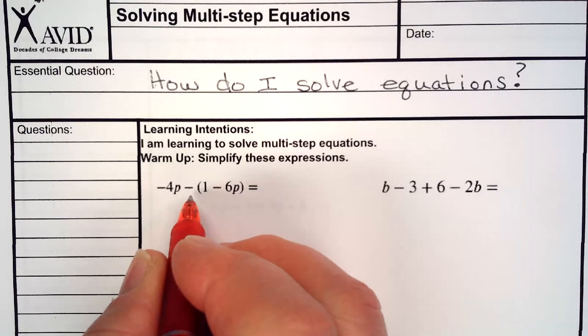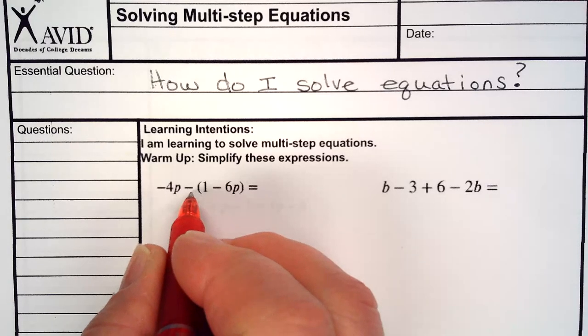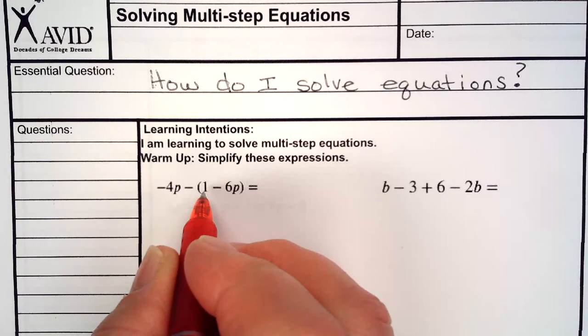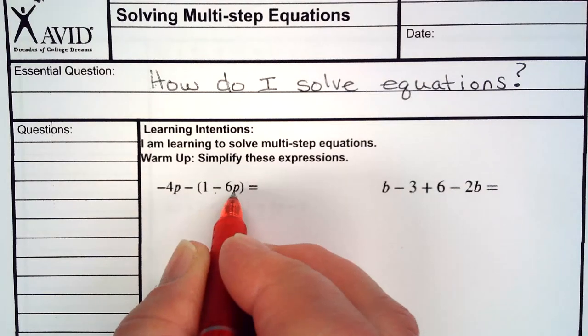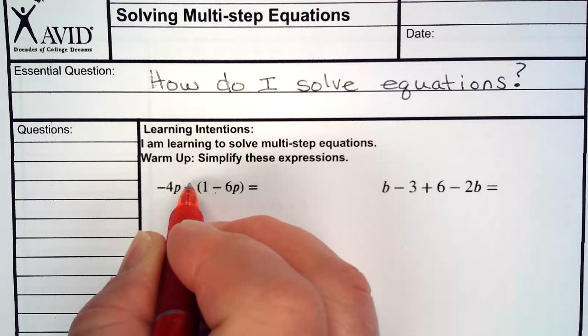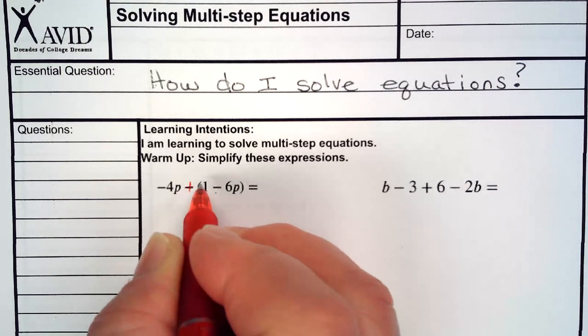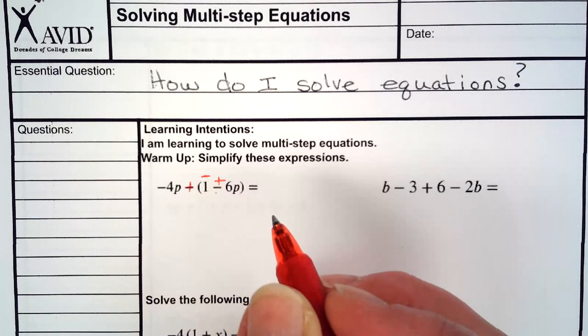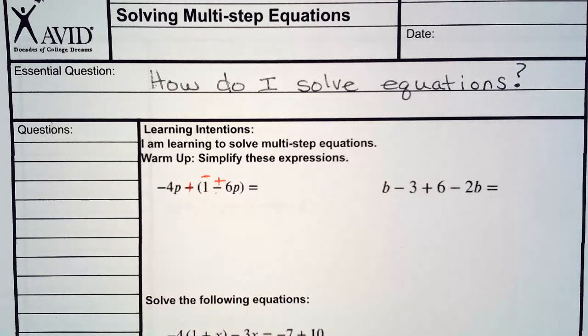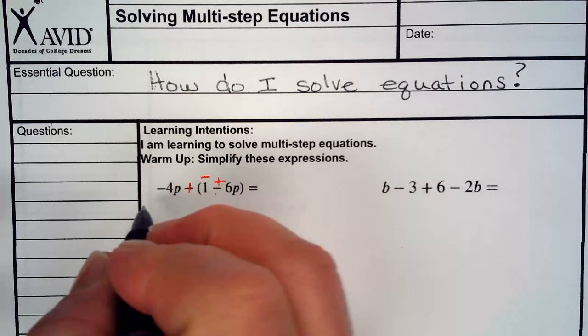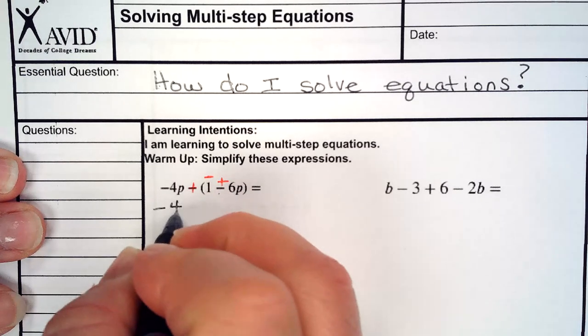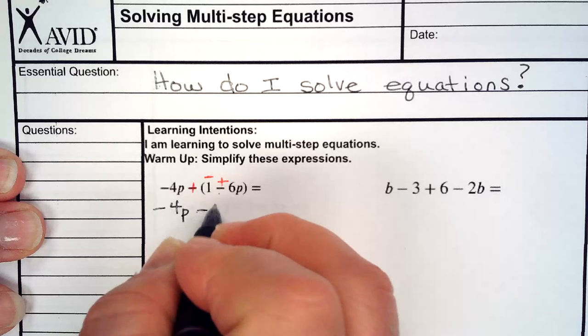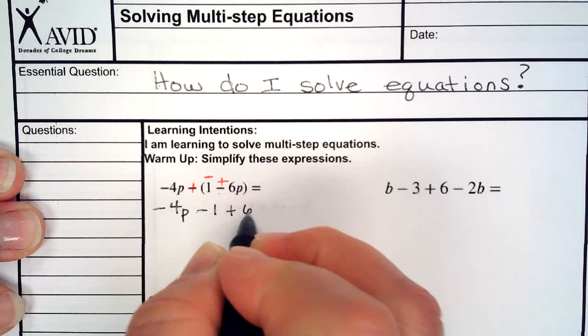On the first one, we've got a negative here. That's the same as multiplying everything inside parentheses by -1. So if you want to be able to add, you're going to change the symbols to their opposites. It becomes -4p minus 1 plus 6p.